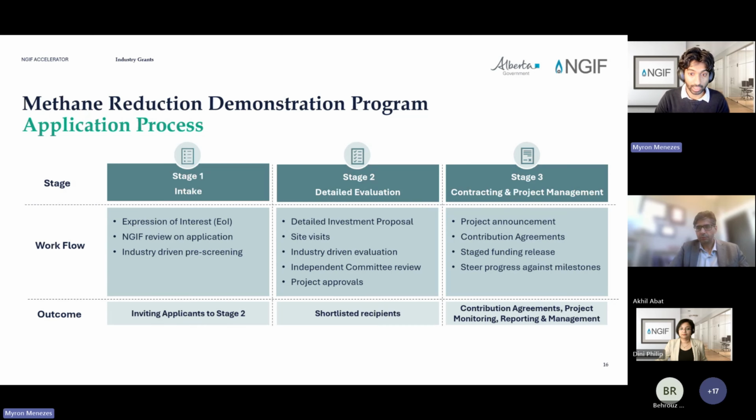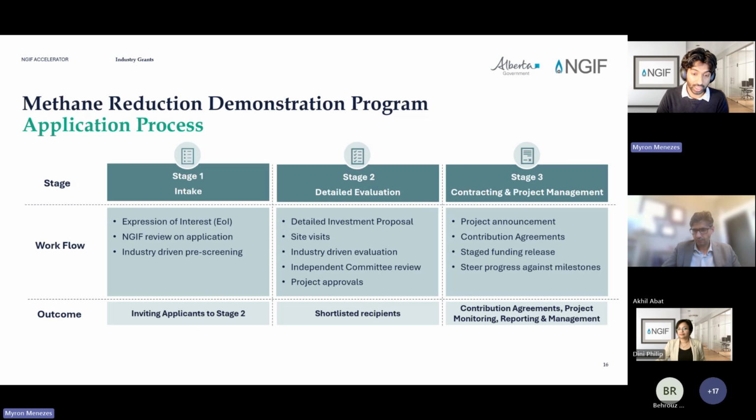If you're one of the applicants that does get shortlisted and invited for stage 2, you'll be asked to submit a detailed investment proposal. For comparison, the detailed investment proposal is 50 pages, whereas the expression of interest is just 13. In addition to the investment proposal, we'll also be conducting site visits where you can orally dictate the value proposition of your technology to the industry participants.